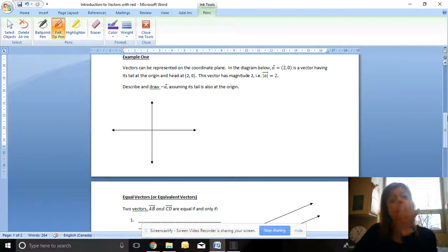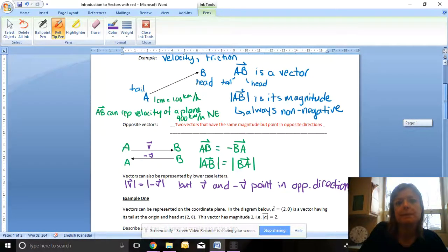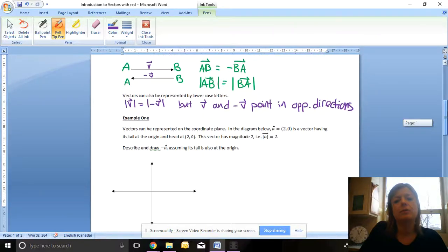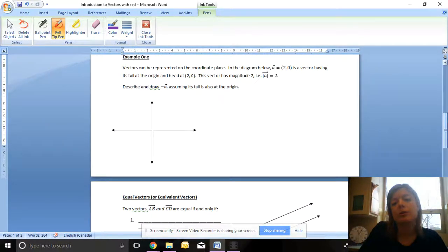So vectors can be represented on a coordinate plane. Up here, these are called geometric vectors. They're kind of just drawn in space without reference to the coordinate plane. But vectors can be represented on the coordinate plane. These are called algebraic vectors, okay?